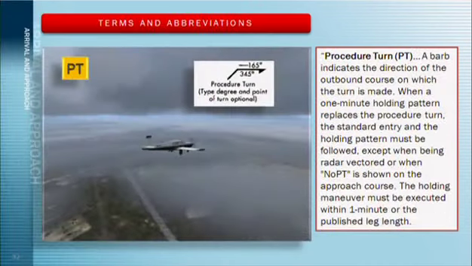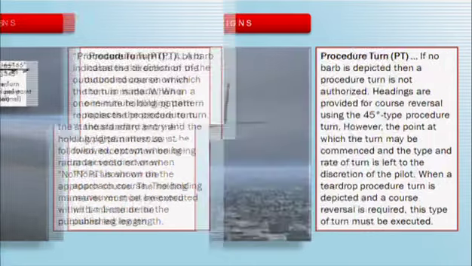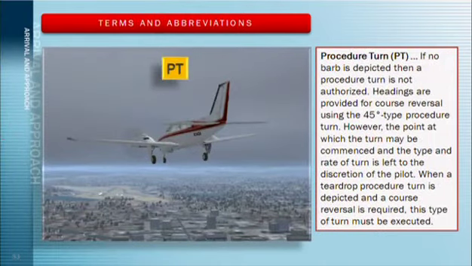A barb indicates the direction of the outbound course on which the turn is made. When a 1-minute holding pattern replaces the procedure turn, the standard entry and the holding pattern must be followed, except when radar vectoring or no PT is shown on the approach course. The holding maneuver must be executed within the 1 minute or within the published leg length. If no barb is depicted, then a procedure turn is not authorized.